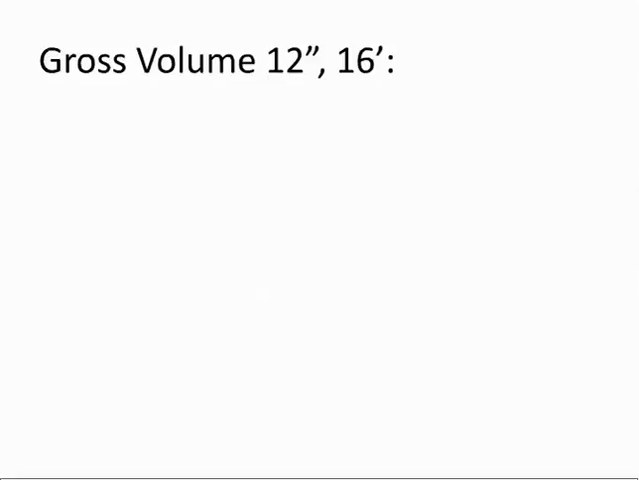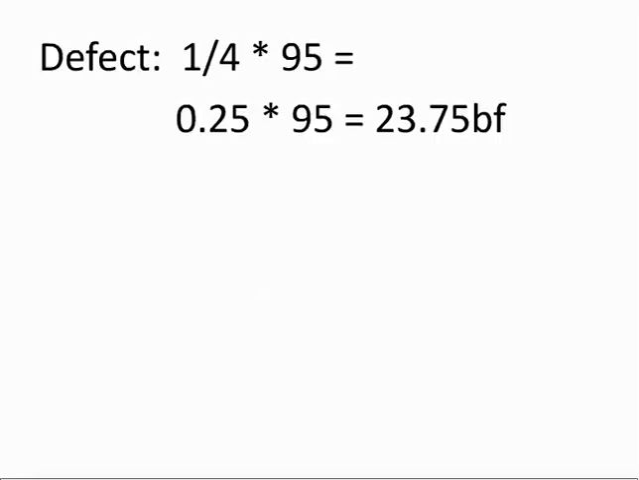So let's start with the gross volume of 12 inches, 16 feet. Go to your table and you should get 95 board feet gross. But now I've got to look at the defect. Again, I have it going up the log, spiraling around 1/4 of the way. So half the length, 1/4 of the diameter. So my defect is going to be 1/4 of the 95 board feet. I could do 95 divided by 4 or 95 times 0.25. So there's a defect of 23.75 for 1/4 of the diameter.